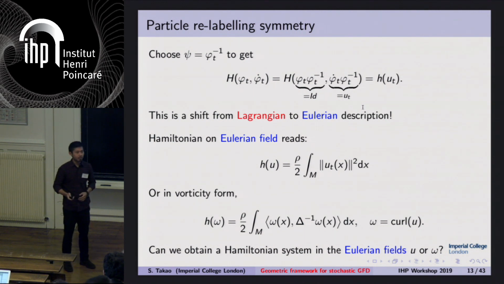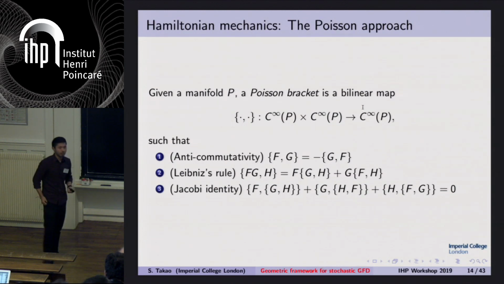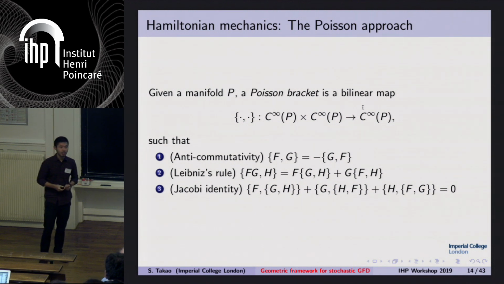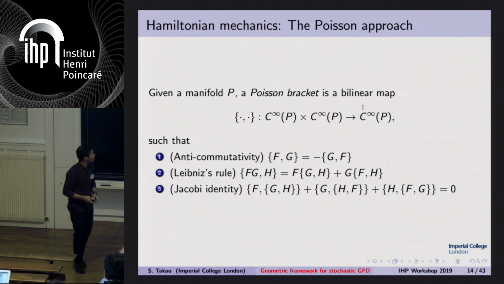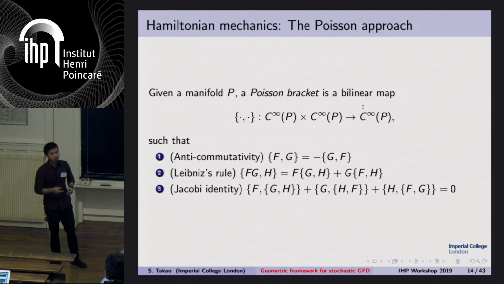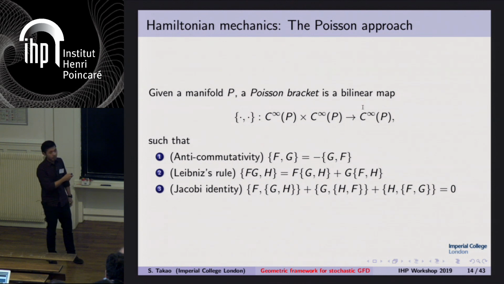So it turns out that you can, but we need to introduce an extra structure to do this. This is the Poisson bracket. I mentioned earlier that in the modern way of understanding Hamiltonian mechanics, you can derive Hamilton's equation by plugging a Hamiltonian inside a Poisson structure. What I mean by a Poisson structure is, if you're given a manifold P, a Poisson bracket is just a bilinear map on the functions of P, such that it satisfies these three properties.